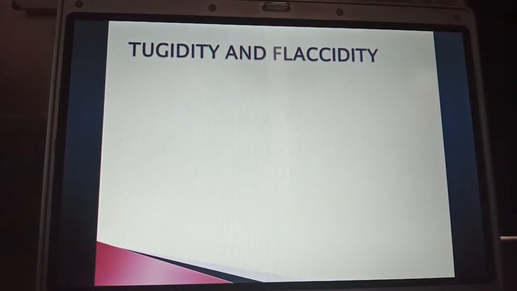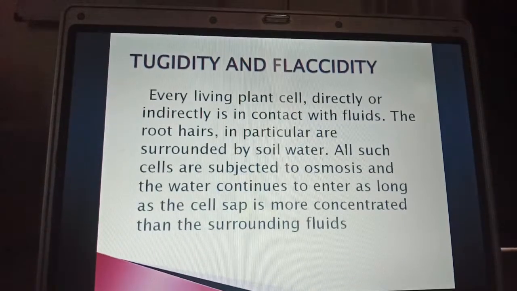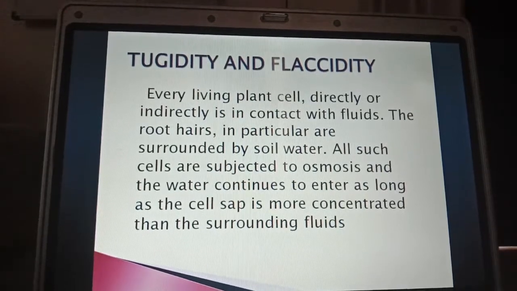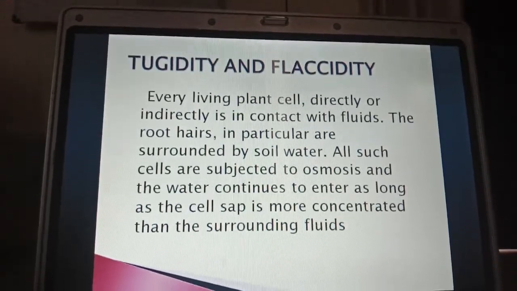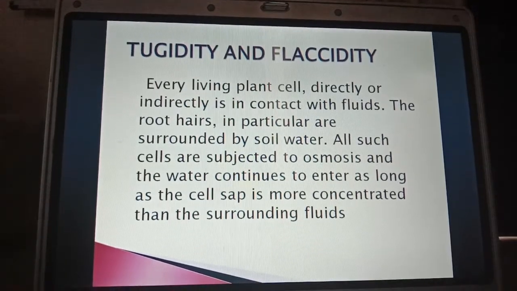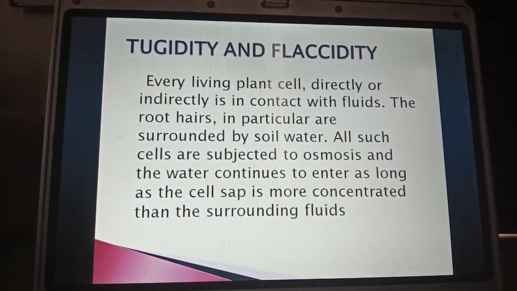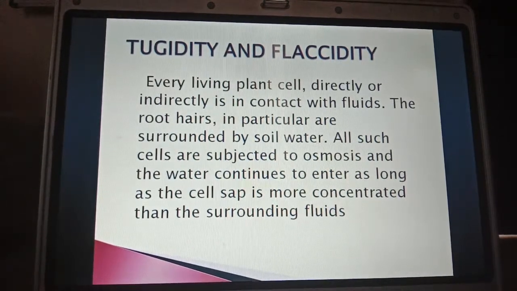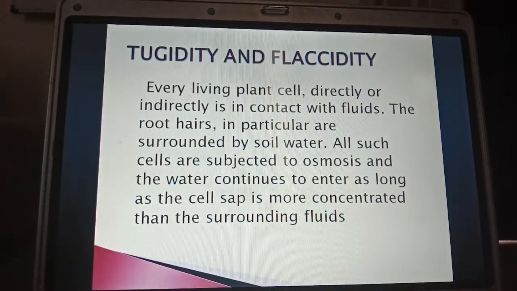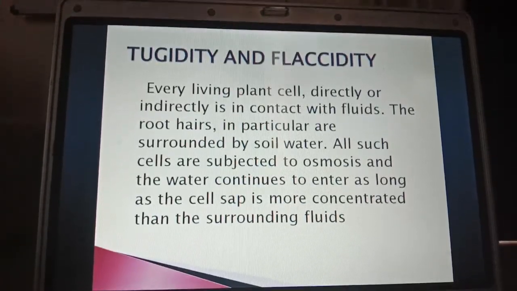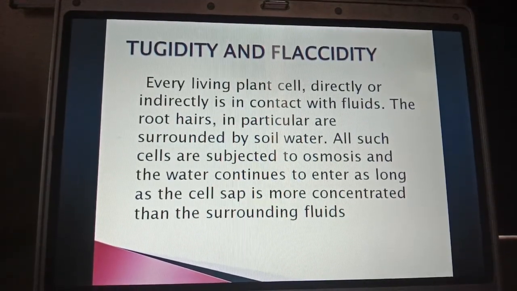Turgidity and flaccidity. Every living plant cell, directly or indirectly, is in contact with fluids. The root hairs in particular are surrounded by soil water. All such cells are subjected to osmosis, and the water continues to enter as long as the cell sap is more concentrated than the surrounding fluids. Means from the surrounding fluids, water will start to enter inside the cell by endosmosis.